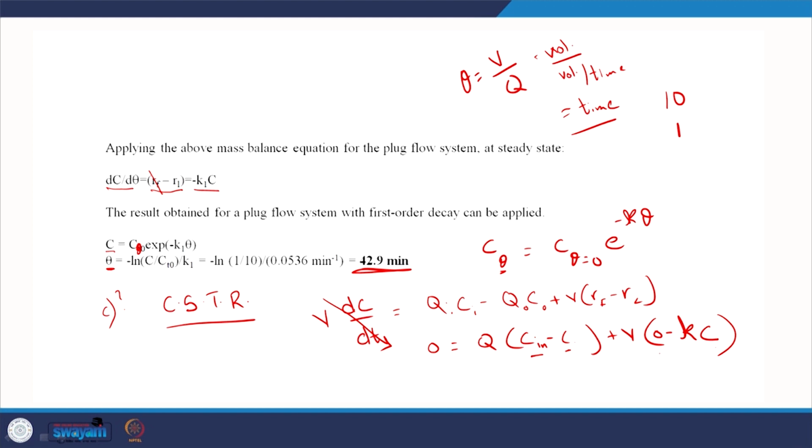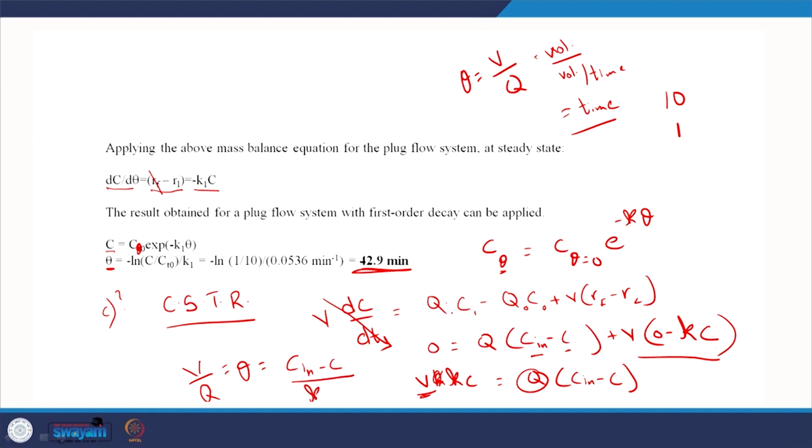So, what do we need to do? Let us say we are going to take this term out onto the left hand side. So, V into Kc will be equal to Q into C in minus C out, or C, let us see. And theta equals V by Q. So, I am going to bring this term out here. So, V by Q, which is equal to theta, is equal to C in minus C by Kc, I guess, right. So, that is your hydraulic retention time that we are going to have to calculate.